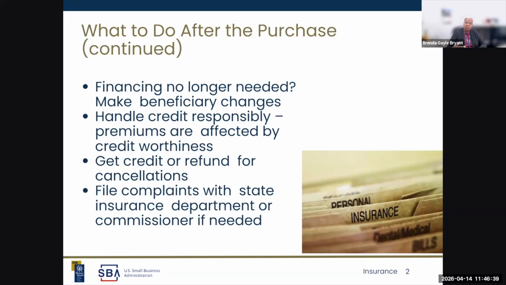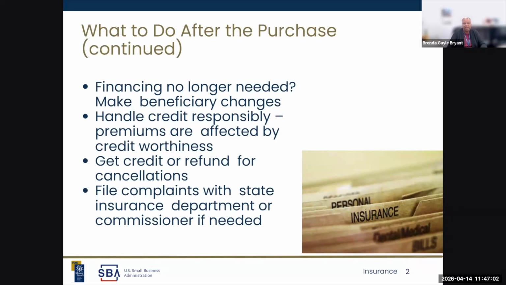What about if your credit's getting better? That's a good thing, but that also affects the prices that you're paying. Are you paying too much because your credit is now getting better? Can you get a reduction on your policy rates?